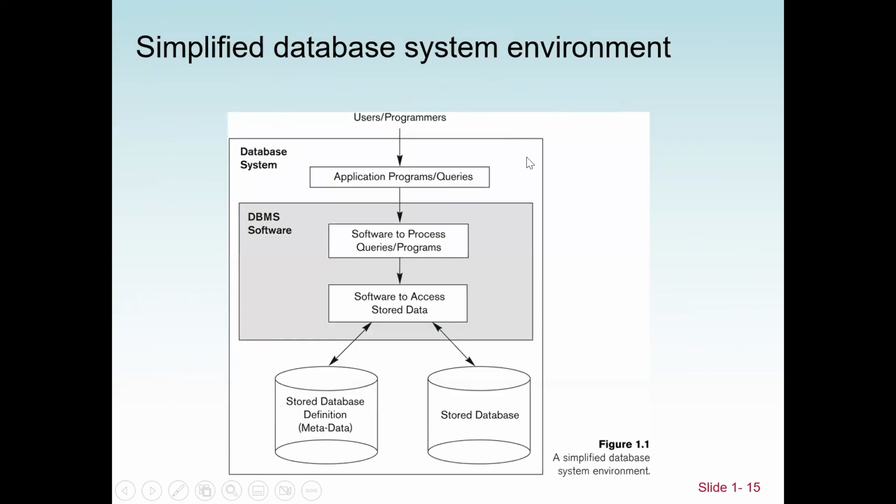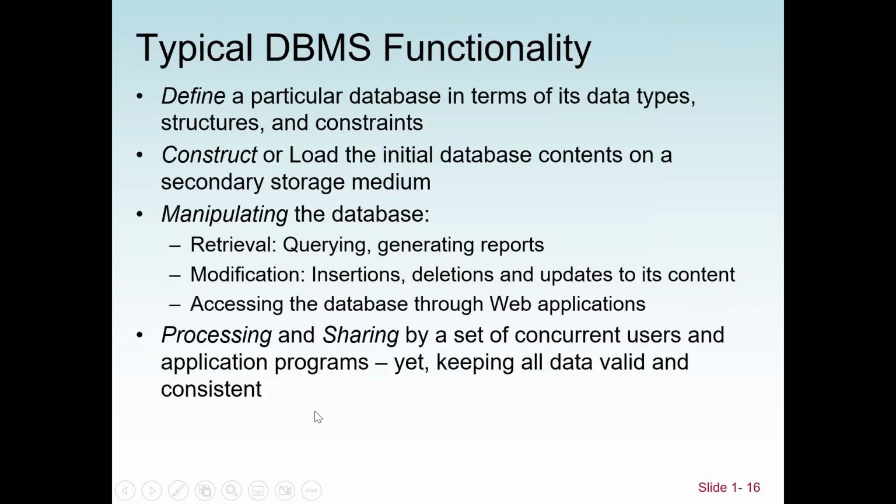Now, to simplify the database system environment, normally we have three levels. The lower level is where our actual data is stored. So here we see the stored data definition, then the stored database. In the future, we shall discuss what metadata is. Then we have the middle tier, which is the database management software. We use it to create our environment, and we store and manage the data from there. Users can only interact with the system through application programs or queries. So we have the database system, the database management system, then the physical storage.